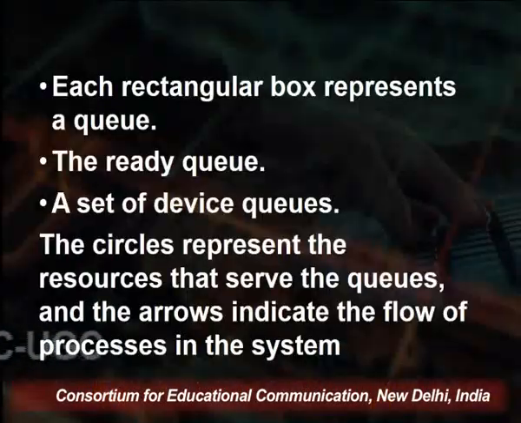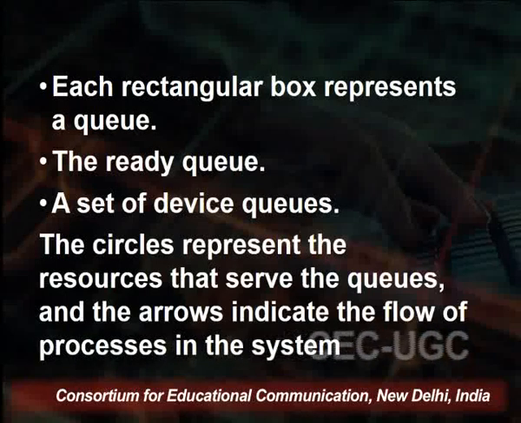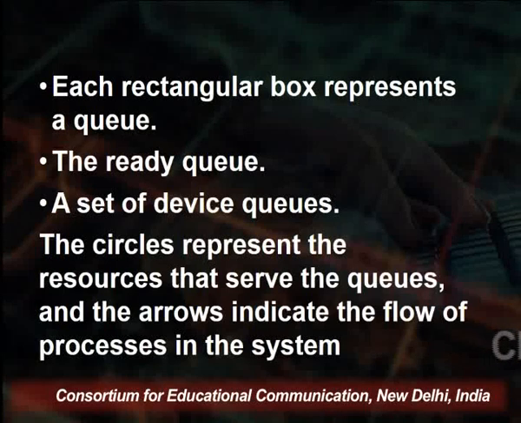So here each rectangular box represents a queue, the ready queue, a device queue and a set of device queues, and the circles, as I told you, are the resources which are serving these queues, and the arrows indicate the flow of processes in the system. A new process is initially put into the ready queue and waits for its execution, or after its execution it may get dispatched, or it may join other queues such as the ready queue or an input output device queue.